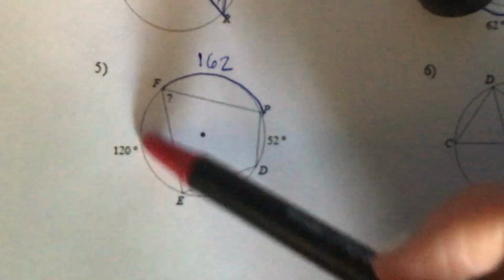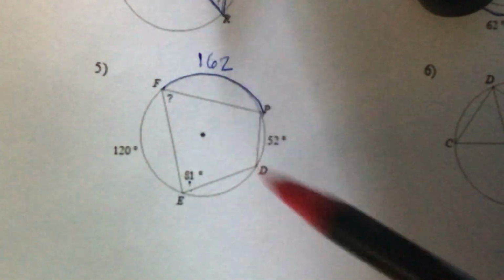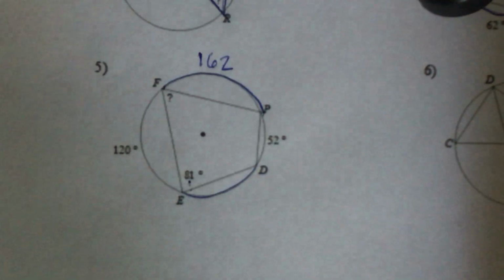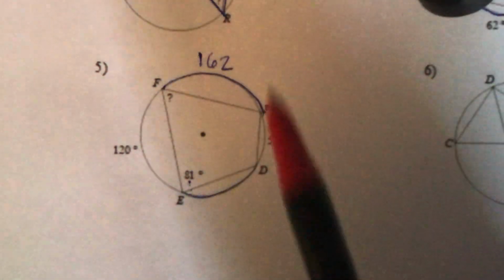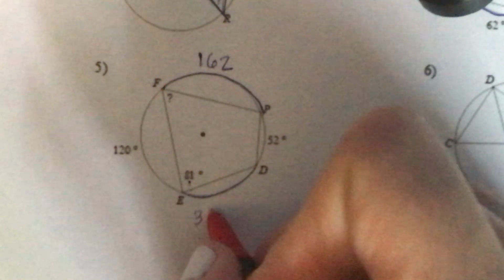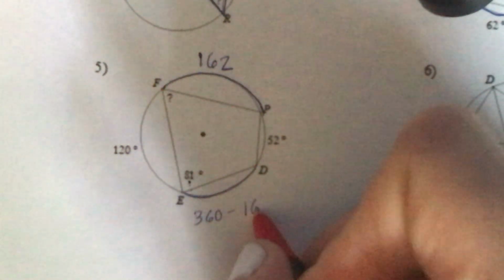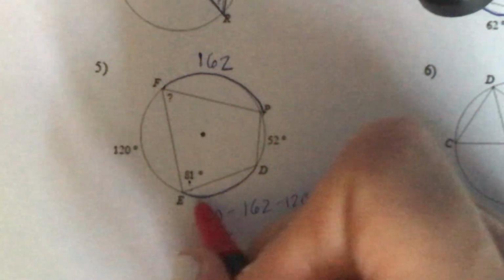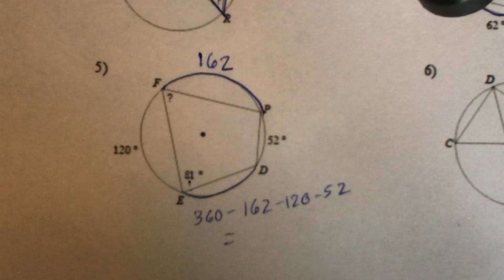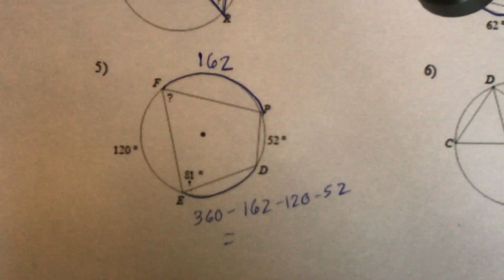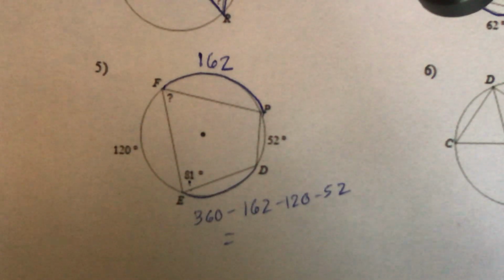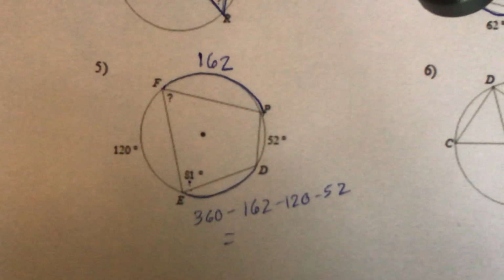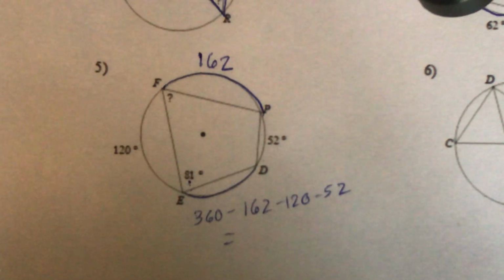Okay, so if I know this is 120, this is 162, and this is 52, can I find this arc right here? Yeah, I can just do 360 minus 162 minus 120 minus 52, and then I can find what this arc would be. So let's go ahead and do that. There's probably a faster way to do this, so if you find a faster way, go for it if you get the same answer. I just felt like this is the most simple way to do it.